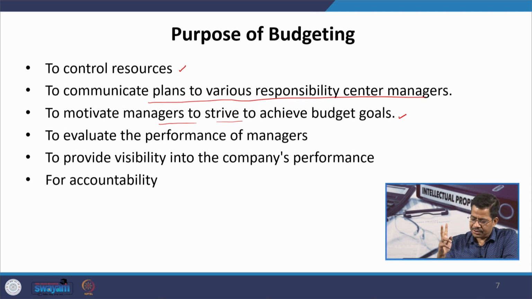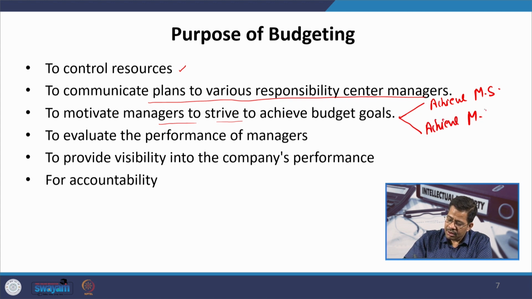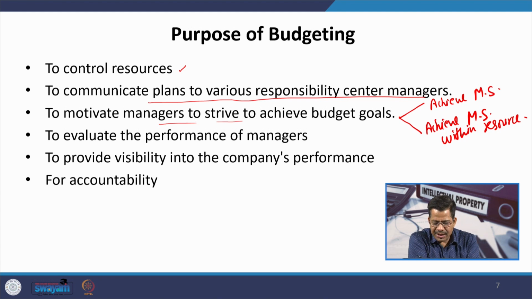Budgetary goals can be of two types. One, you have to achieve your milestones. That is one type of budgetary goal. And second is to achieve the milestone within resources. So, these are the two important things. It is not only achieving the milestone, but second is achieving the milestone within the given resources. Whatever resources are allocated to you for that particular milestone, you need to achieve your milestone within that.